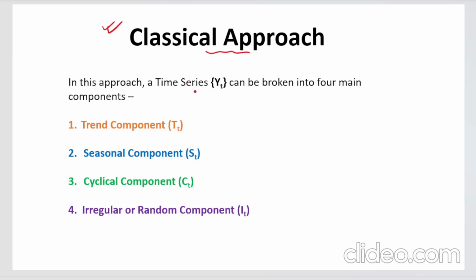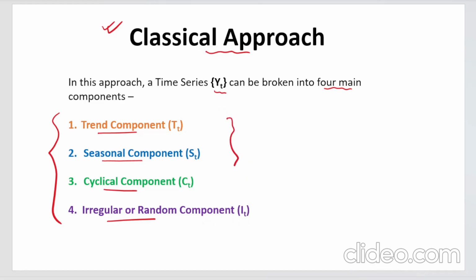In the classical approach, a time series yt can be broken down into four main components. So this approach says any time series process is composed of these four main components. What are those? First is the trend component, also denoted as T suffix T. Then you have the seasonal component, which is ST. Then you have the cyclical component, which is CT. And then you have the irregular component or the random component, which is denoted as IT.